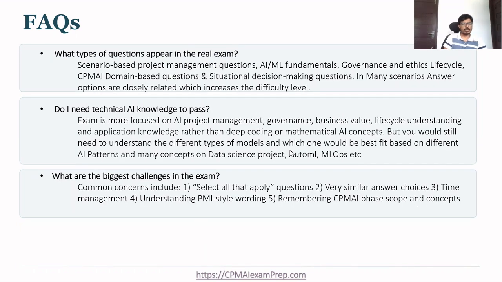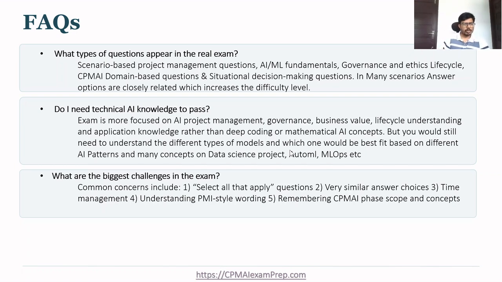All right. So next question: what type of questions appear in the real exam? I think we touched base on this in our earlier sections. Scenario-based project management questions and AI/ML related questions, and also we'll have a lot of trustworthy AI concepts. All those will be a mix of this, and there is no direct question like a definition. What is CRISP-DM? Those kinds of questions will not be there. It's more on leveraging CRISP-DM. What are all the challenges you face, and with that challenge, which one will you choose to make sure AI succeeds? That kind of question will be there.